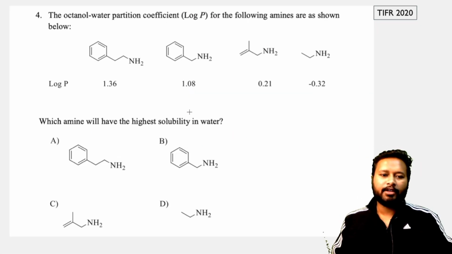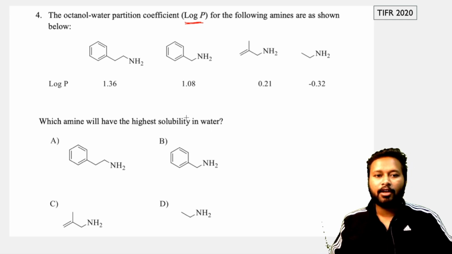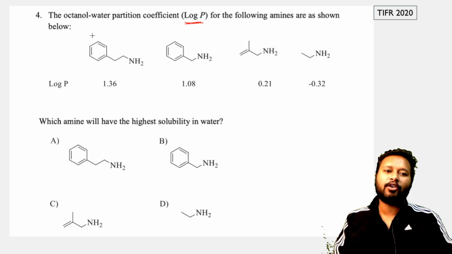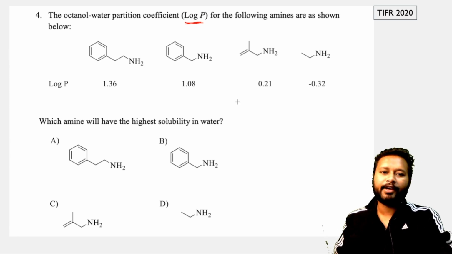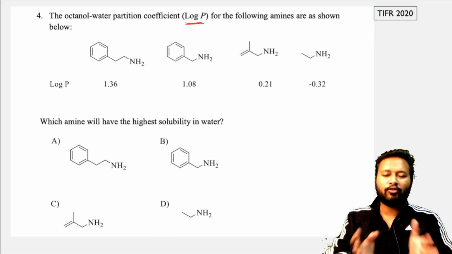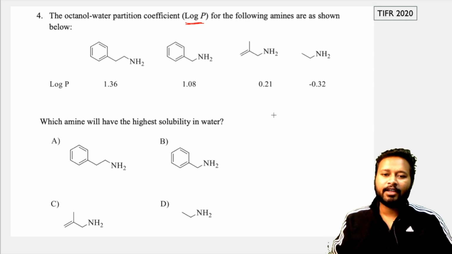Okay, now this was a good question here. It says that the octanol water partition coefficient, that is log P, of the following amines are as shown below. Okay, so log P values of the different amines are given to you. Now it says which amine will have the highest solubility in water. Now for that you have to understand what is octanol water partition coefficient. All right, so let me explain to you about octanol water partition coefficient, what it is. This is also referred to as KOW somewhere, or you can also call it P.